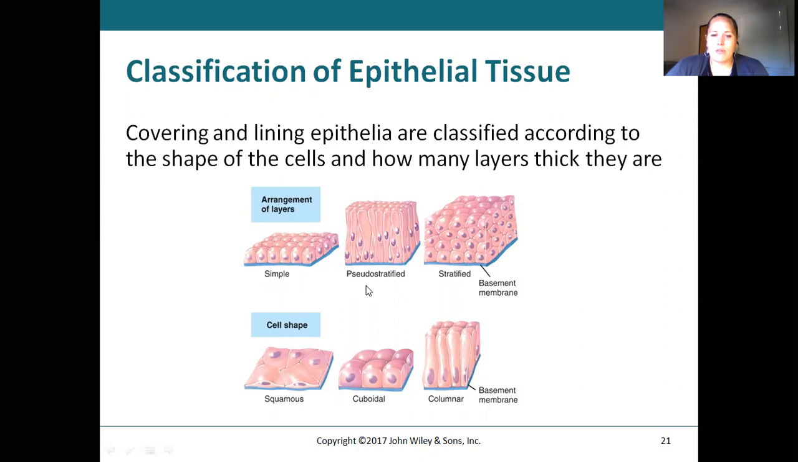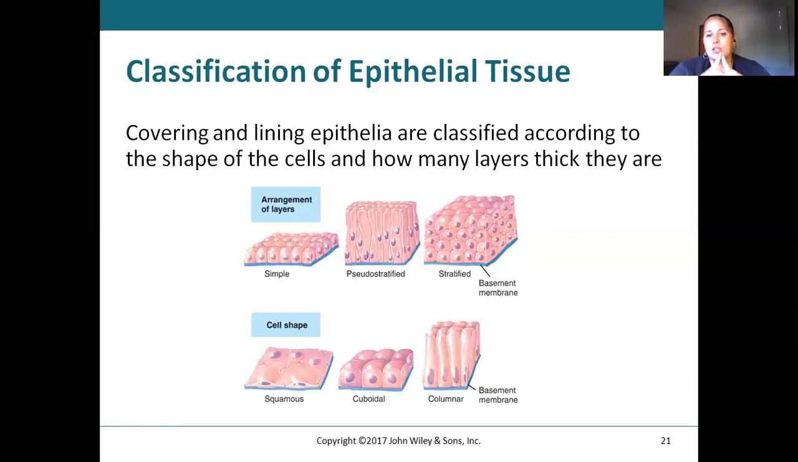Next, you can have pseudostratified, which you can see here looks kind of like simple, but the structure of the cells is a little bit different, and they're not necessarily all the same size. Some of the cells look like they're more on top, some more on bottom, but they're not equally exposed to both the basal and apical side.